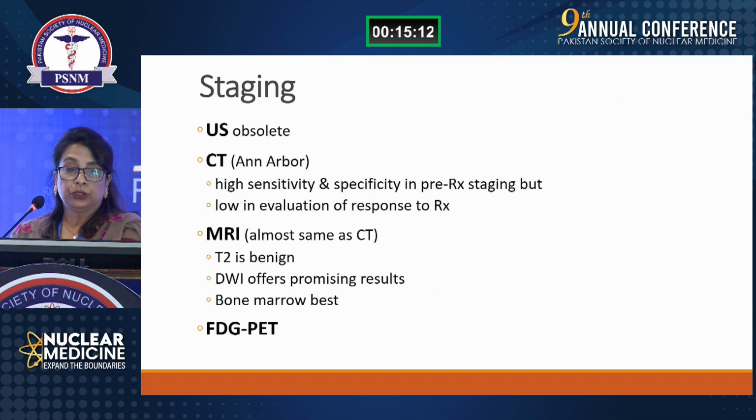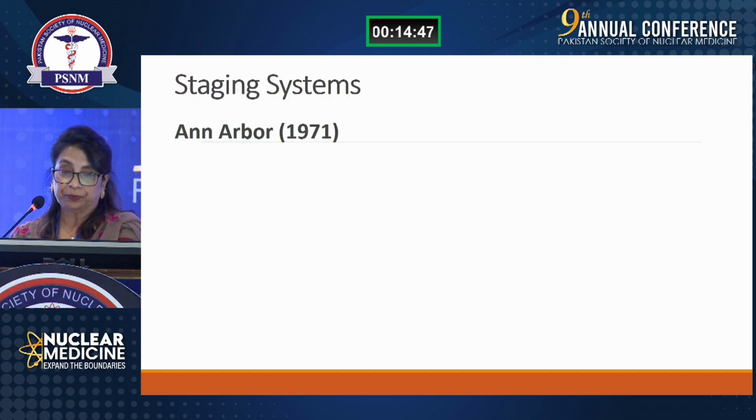Now, staging was done previously with ultrasound, which has become almost obsolete, and with CT, which has a high sensitivity and specificity in pre-treatment staging, but low value in evaluating treatment response. For MRI, the sensitivity and specificity are the same as for CT, and for bone marrow estimation, that is best. And then there is FDG PET.